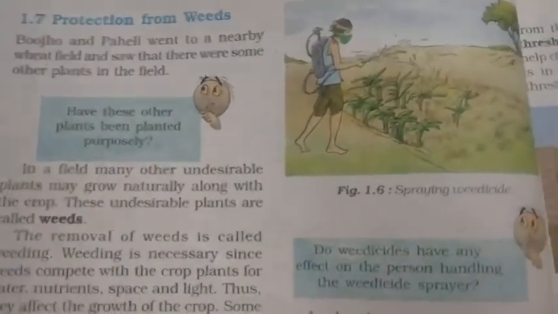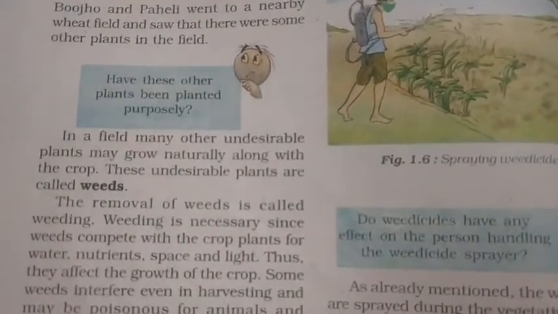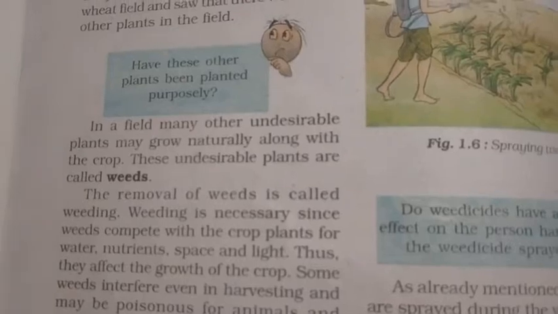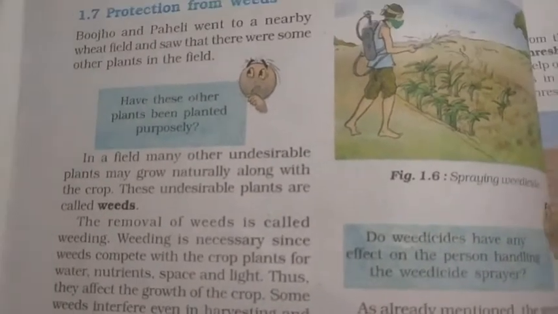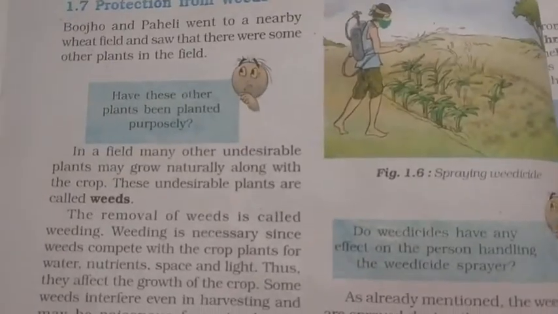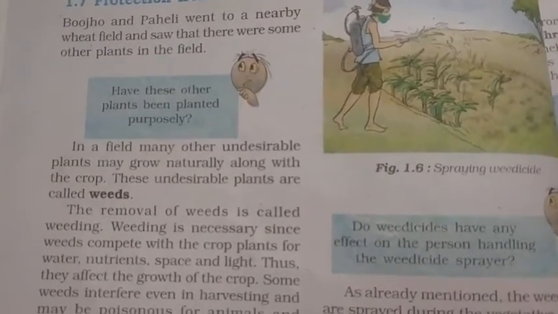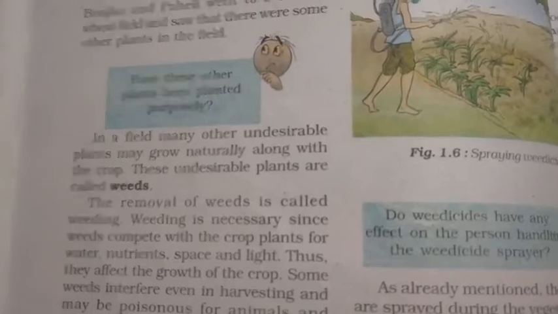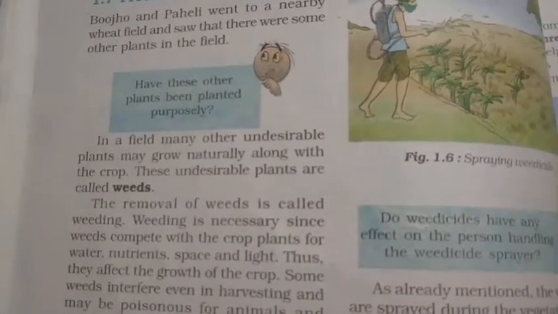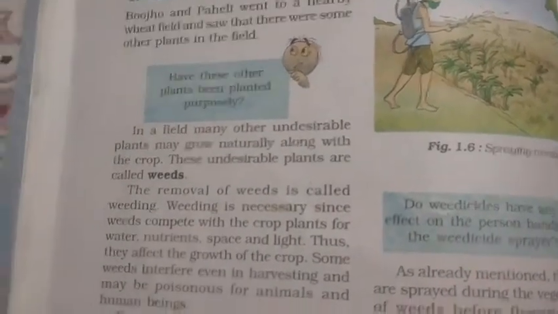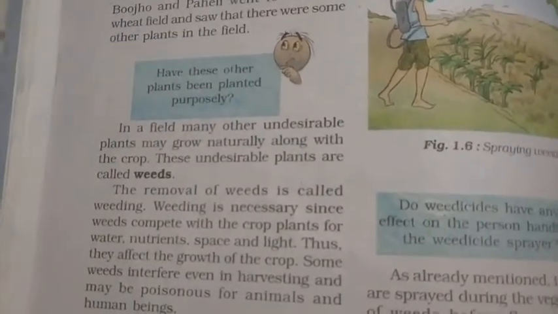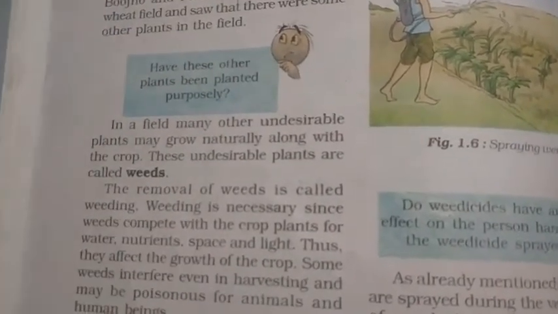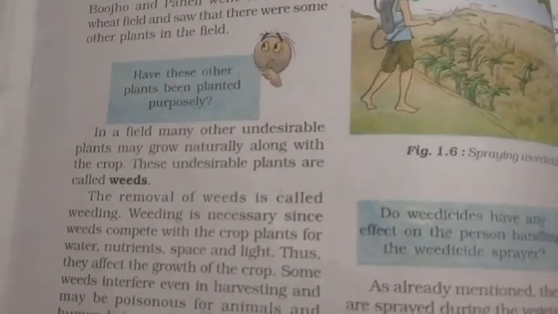The next one is protection from weeds. Weeds are undesirable plants which grow with the crops. The removal of these weeds is very important. Removing weeds is called the weeding process. We use many chemicals to control the weeds, and we also separate them from the crops manually.